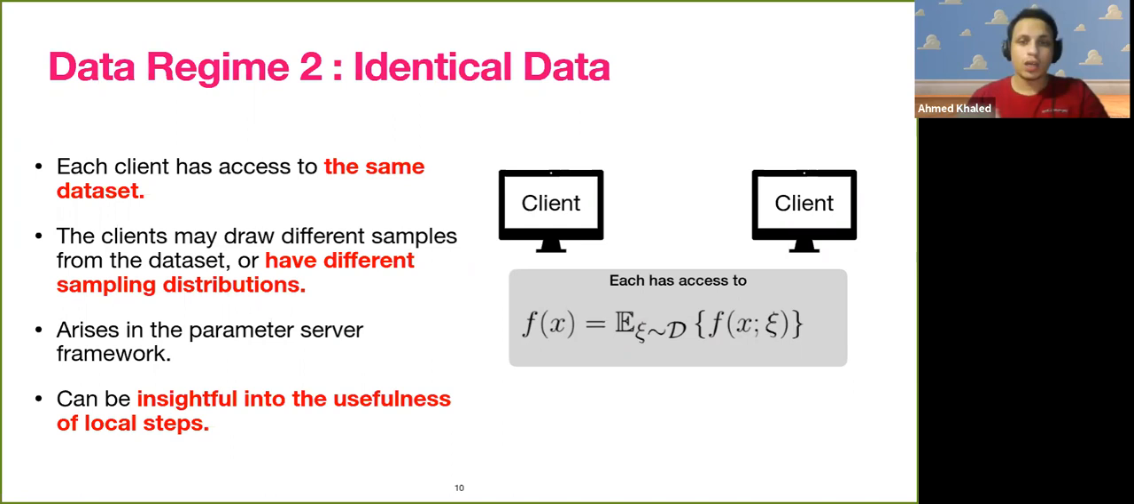Now, this can actually arise in distributed optimization when we consider the parameter server framework. For example, if I'm training a model on, say, a big corpus of text, I can just transmit the corpus at first to all of the clients and then start my optimization. It is not directly relevant to federated learning, but it can be insightful on its own into how useful local steps are, especially in a relatively simple setting in which all of the clients have access to the same function. And we don't really have to think much about the problems introduced by clients having very different objectives or very different, let's say, writing styles, if we're learning a language model.